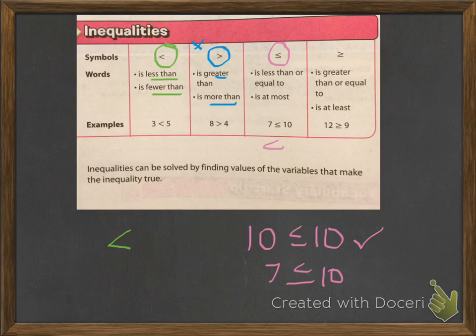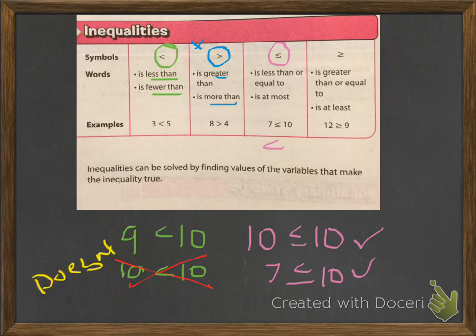Whereas right here for the less than, I'm just going to make sure that you can see the comparison. I can say that 9 is less than 10, but I cannot say that 10 is less than 10. And so I'm going to put a big red X through that. So that's really the difference here, is that it includes 10. This particular one doesn't include 10, and the one on the right does, includes 10.